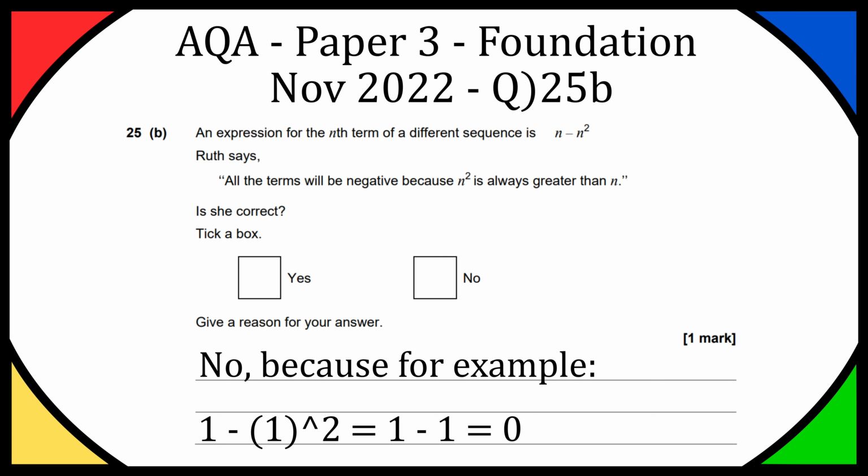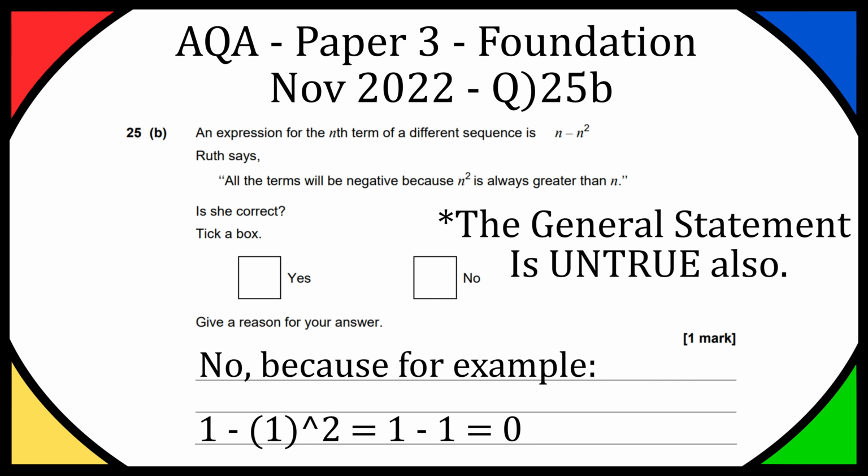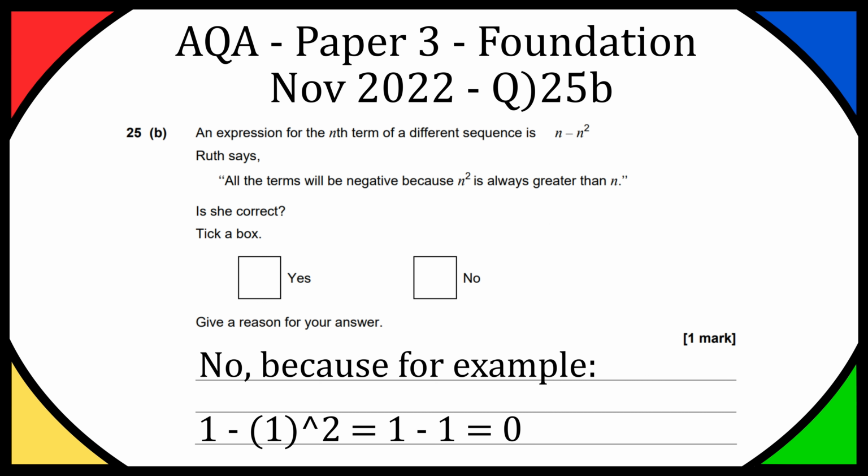So that's not true. And also the general statement is true because we've proven that by putting n equal to 1, which will give us 1 minus 1 squared, which is 1 minus 1, which is equal to 0. So 0 is not a negative. As long as you give an example the same as mine, for example 1 minus 1 squared, or, as I spoke before, using a decimal between 0 and 1, the statement will ring true, and that will be a reason for your answer, and then you can tick the no box and you will get your 1 mark.